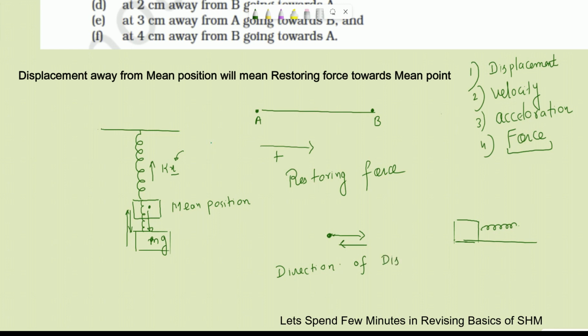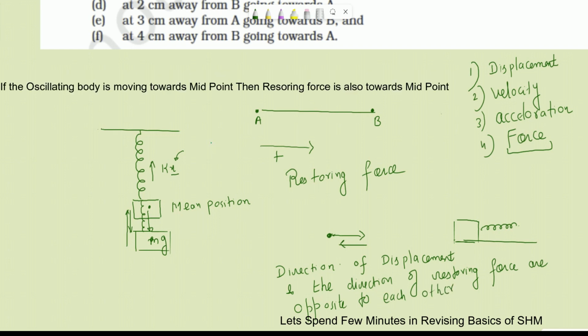So the direction of displacement and the direction of restoring force are opposite to each other. Also note that if you're trying to bring the body down, the body wants to go back toward its mean position. So always the restoring force wants the body to move towards the mean position.